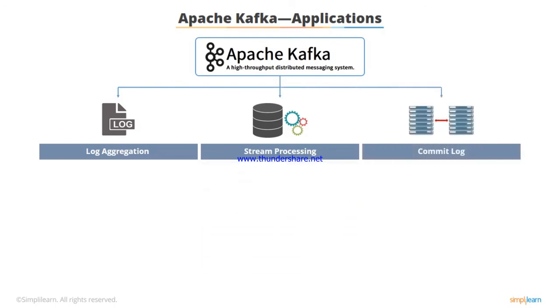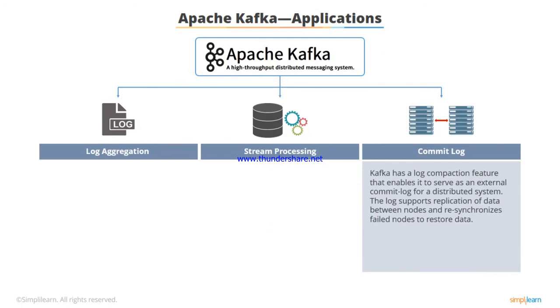Commit log. Kafka has the log compaction feature that enables it to serve as an external commit log for a distributed system. The log supports replication of data between nodes and resynchronizes failed nodes to restore data.